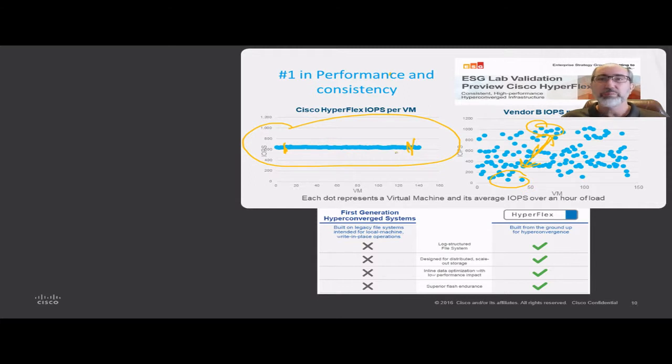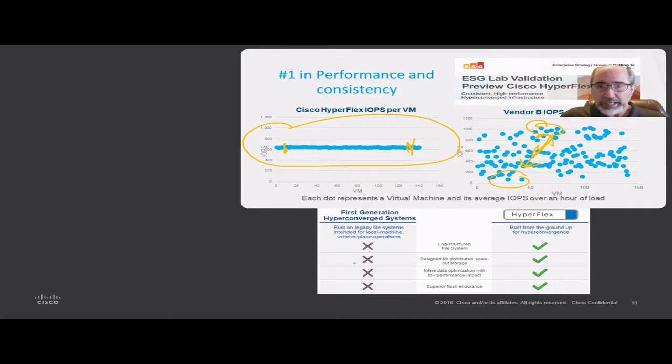You just put your VM wherever you want within the cluster, and they'll get the same performance across all the nodes. So that also has ramifications of how you move those VMs around and how you manage that in a failure scenario and so on.